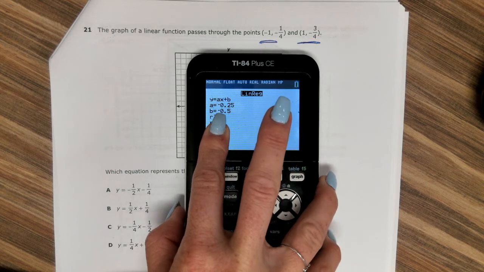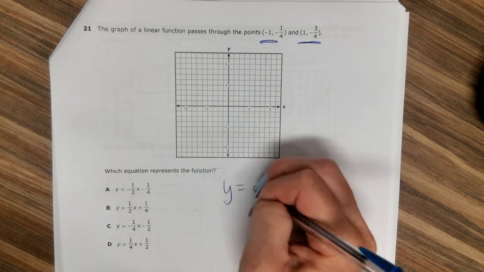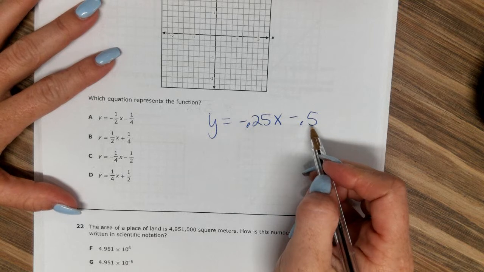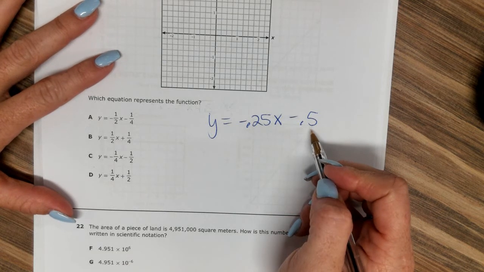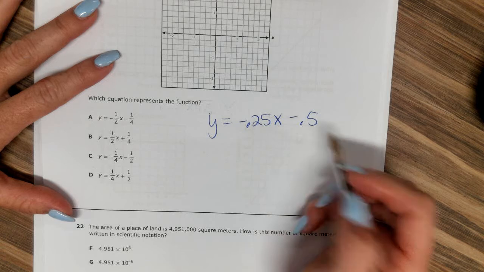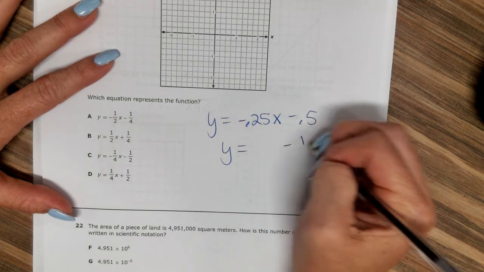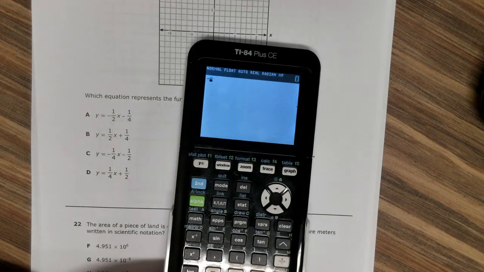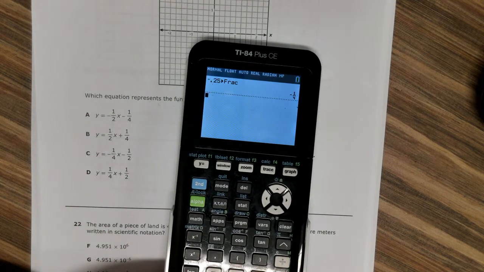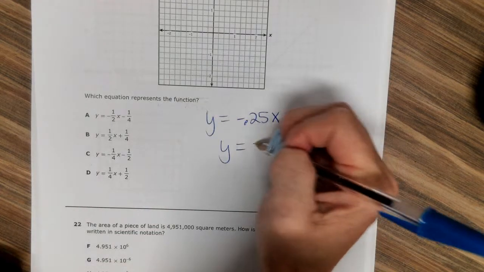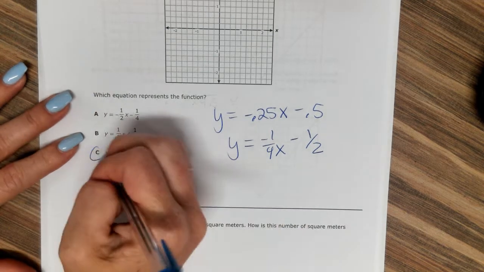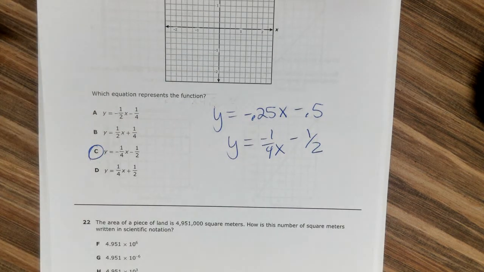And here is my equation. Y equals -0.25x minus 0.5. Does everybody know what 0.5 is as a fraction? As a fraction? 1/2, right? So this is y equals, over here is going to be -1/2. And if you don't know what -0.25 is, look what you can do. Math, fraction, enter. What is that? -1/4. So the answer was C.